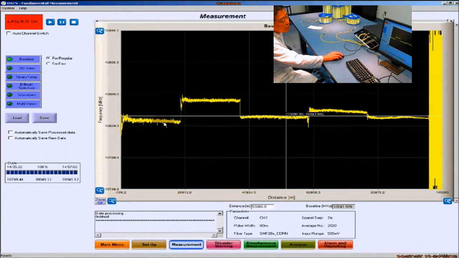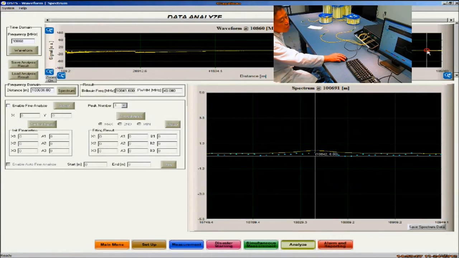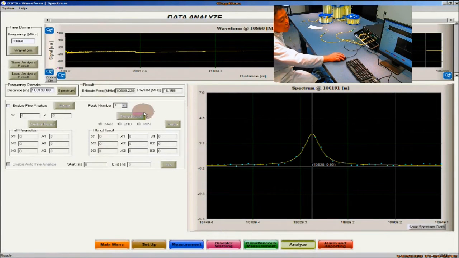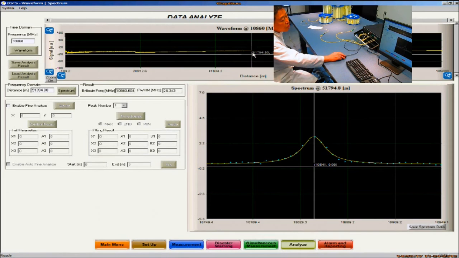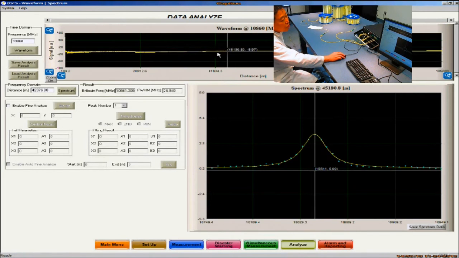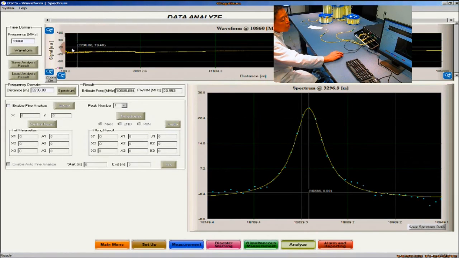So here again, you can see 5 sections of fiber in our measurement. And as we check, you can see that we have a Brillouin spectrum at the end of the fiber near the 100 kilometer mark. And as we go along, you can see the variation in the spectrum here in the middle and at the beginning. Notice how the peak is getting larger as we go along.